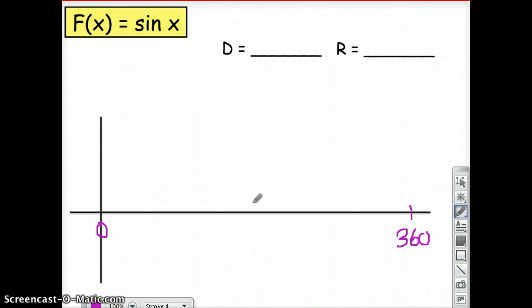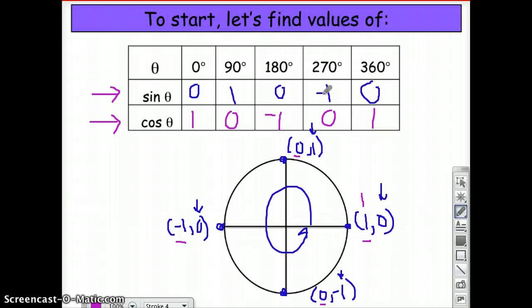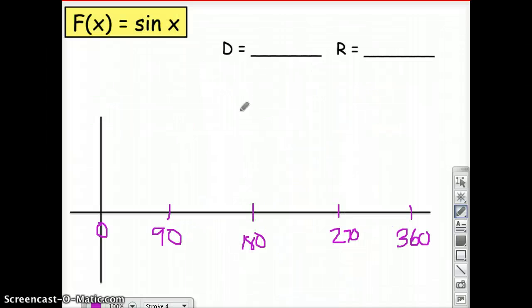So I'm going to divide my graph into 4 equal intervals, which end up being the quadrant angles we just looked at. 90, 180, 270, 360. Notice that sine ranges from -1 to 1. -1's the lowest value, 1's the highest. So my amplitude is 1. The highest it's going to go is 1, the lowest it's going to go is -1. So I'm going to set up my axes like that.